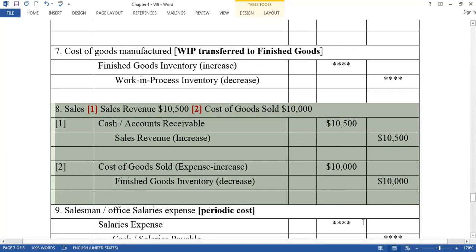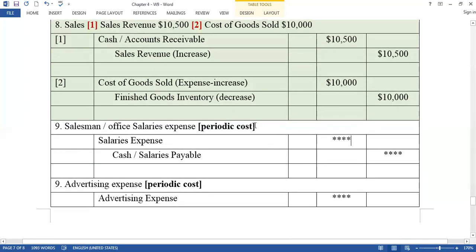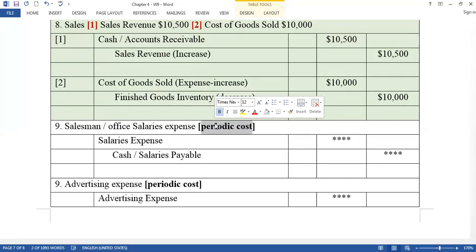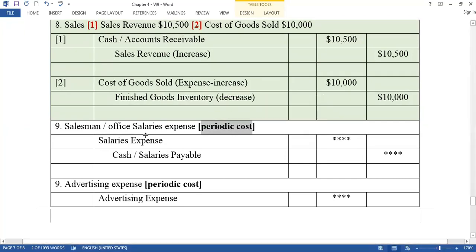Now after that we have some periodic costs, right? Who are the periodic costs? Office and admin costs. If you pay cash, cash credit. If you do not pay cash, payable credit. Like here, salesman or office salaries, salaries expense debit. If you pay cash, cash credit. If you do not pay cash, salaries payable credit.